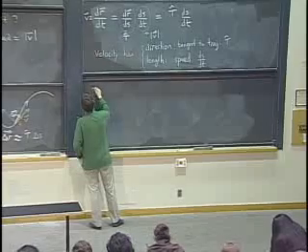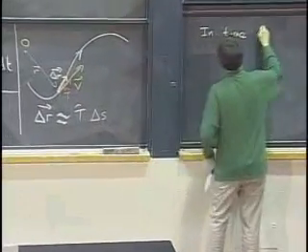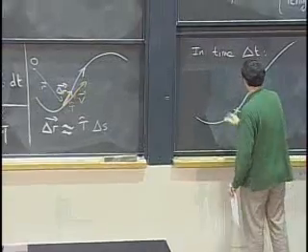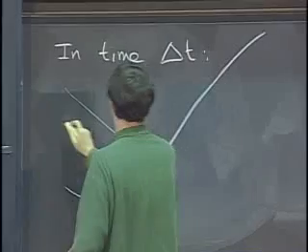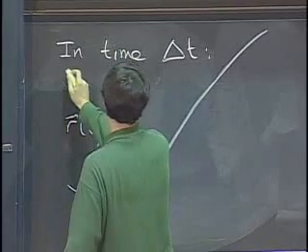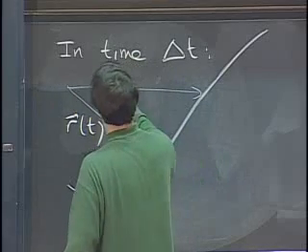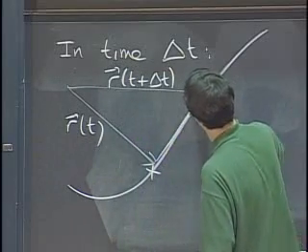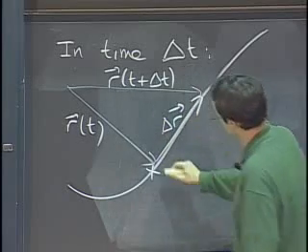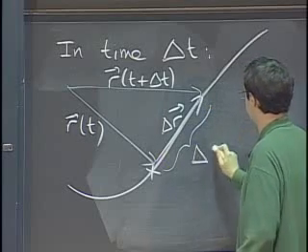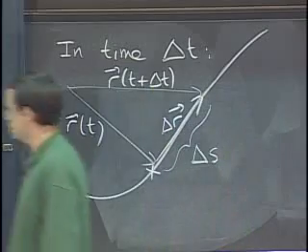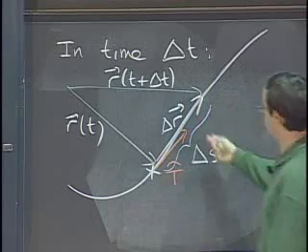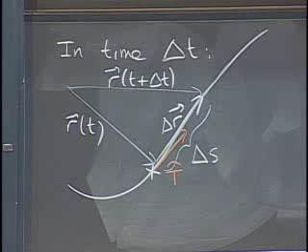Okay, so let's say that we have an amount of time delta t. So let's zoom into that curve. Okay, so we have r at time t. We have r at time t plus delta t. This vector here I will call delta r. The length of this vector is delta s. And the direction is essentially that of a tangent vector.